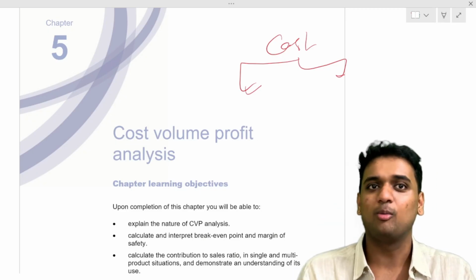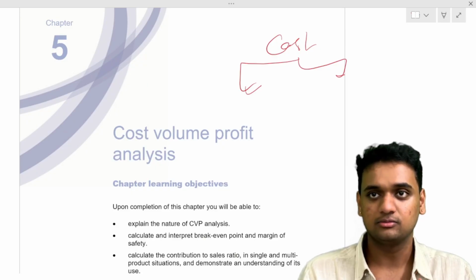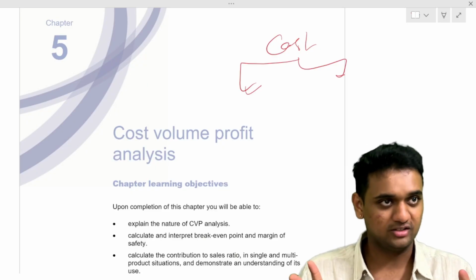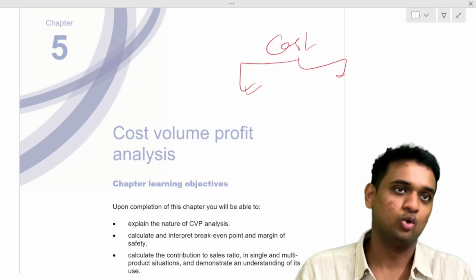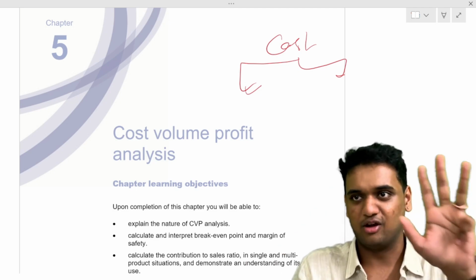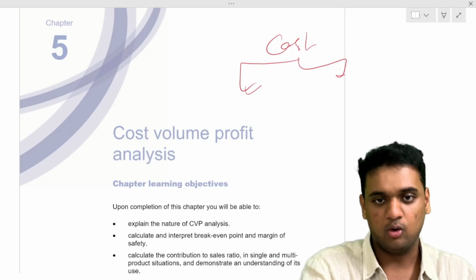Now tell me, what is the formula for finding profit? Sales minus total cost will give you profit. That total cost will classify into two. What are the two classifications? Variable cost and fixed cost. Okay, now we will write.